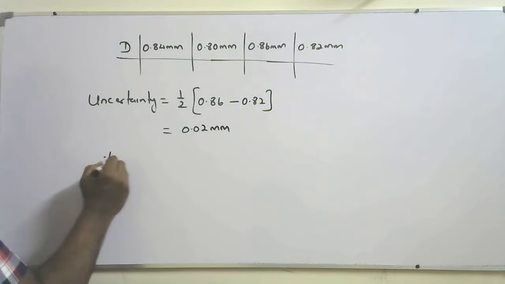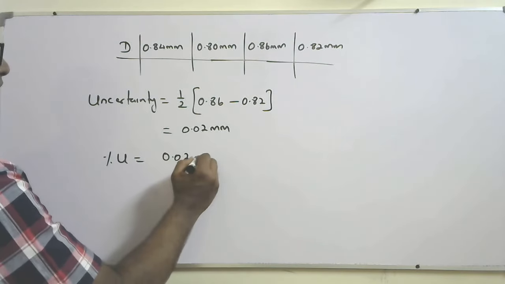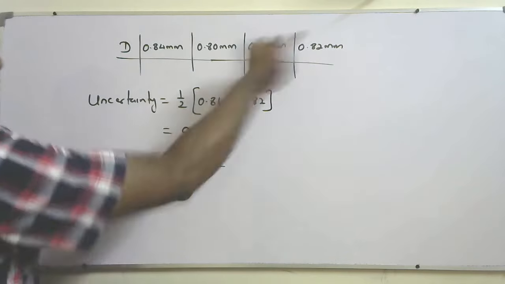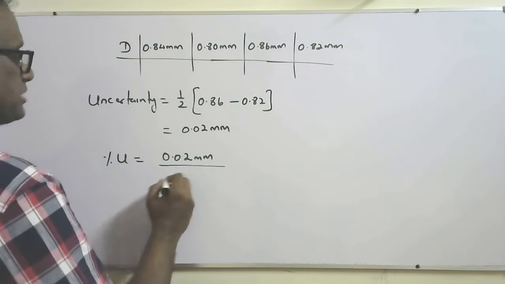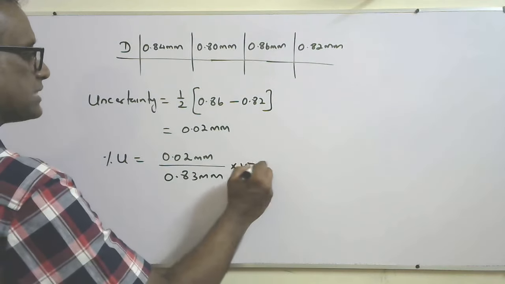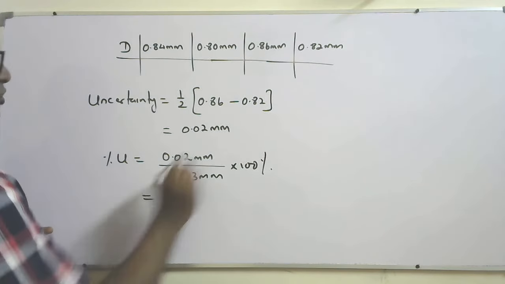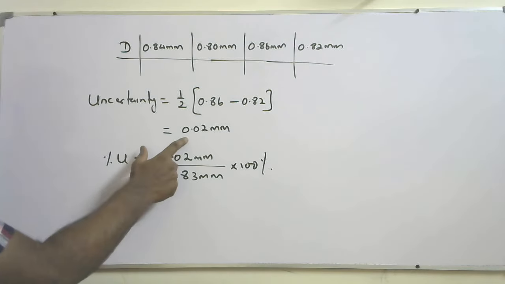So percentage uncertainty, how to find it? Uncertainty 0.02 millimeter over the mean value. You need to find the mean value here. Mean value will be 0.83. So 0.83 into 100%. Normally you can do it in 2SF. That's the way we find the uncertainty and percentage uncertainty.